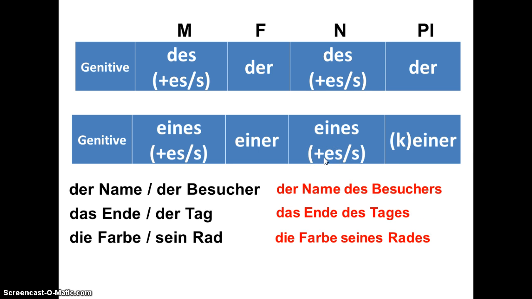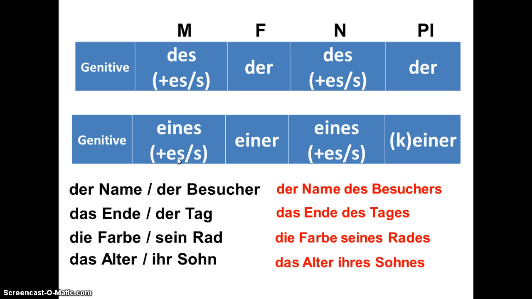I want to say the age of her son. Okay, age stays the same. This is an ein word. It's not a der word, it's an ein word. And son is masculine. So I end up here and I go, the age ihres, I get that from here, ihres, Sohn is 1 syllable, Sohnes, das Alter ihres Sohnes.